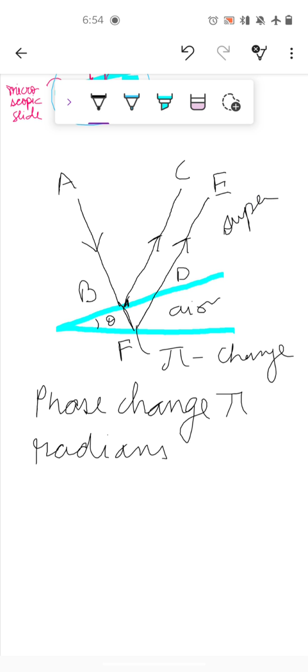Okay, so this ray is also coming from the same ray A, B and F, but here at the point F, it is going through a denser medium and then again reflecting back into the rarer medium. So here it experiences a phase change of pi. Okay, so what happens when a light ray experiences a phase change of pi, we will see.